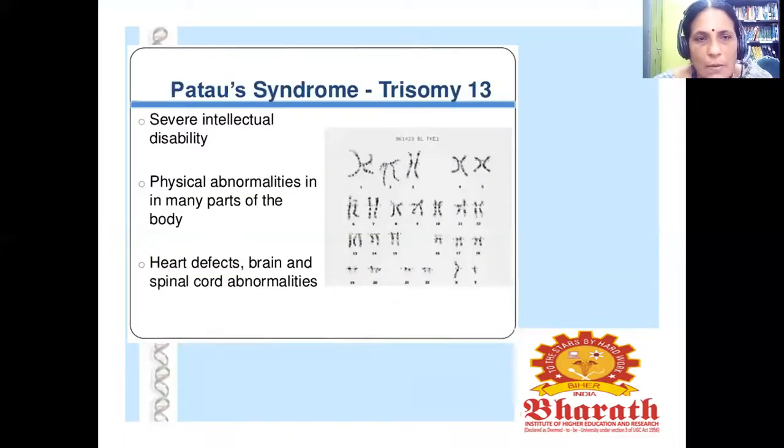So next one is Patau syndrome. It's trisomy 13. The symptoms of Patau syndrome are severe intellectual disability, physical abnormalities in many parts of the body, heart defects, and brain and spinal cord abnormalities.